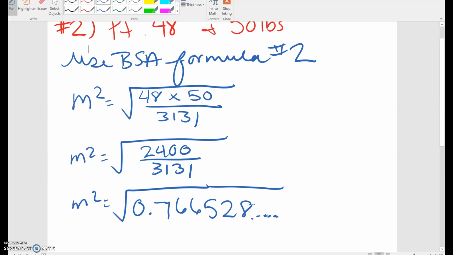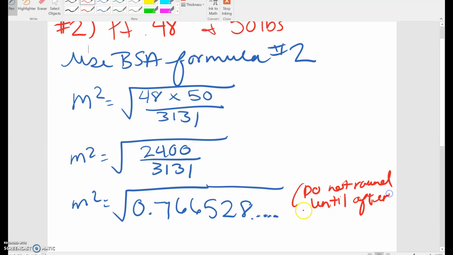You're going to take the square root of that entire number. You're not going to round. All right? So I'm going to put in red, do not round until after completion of the square root.